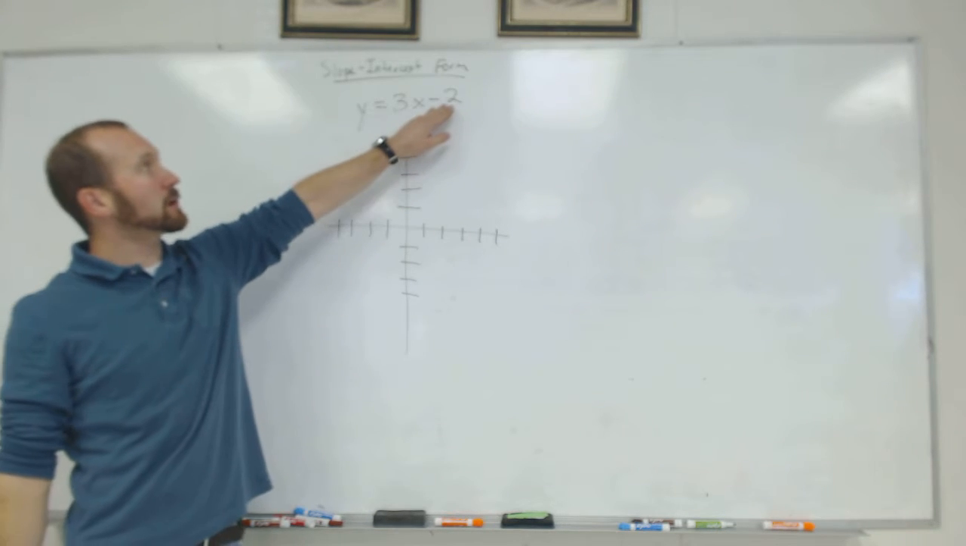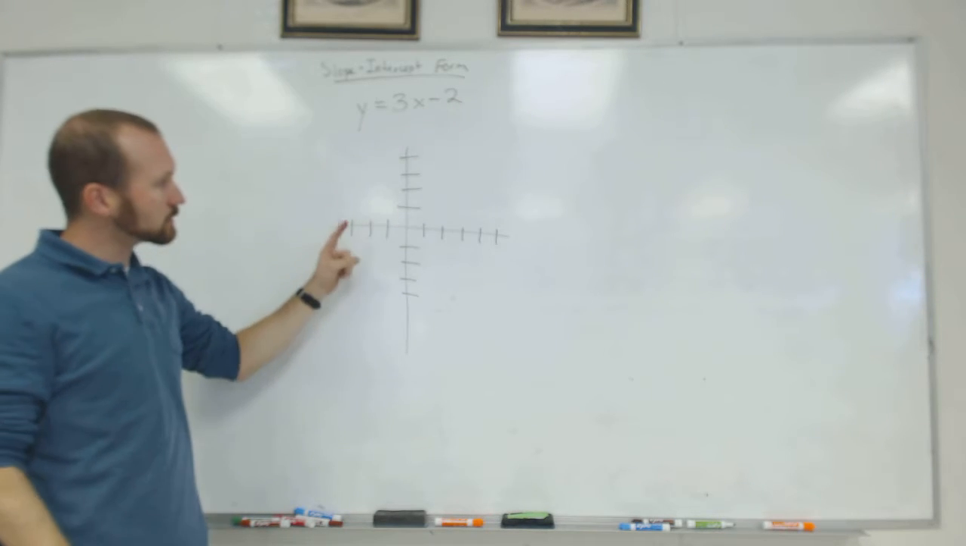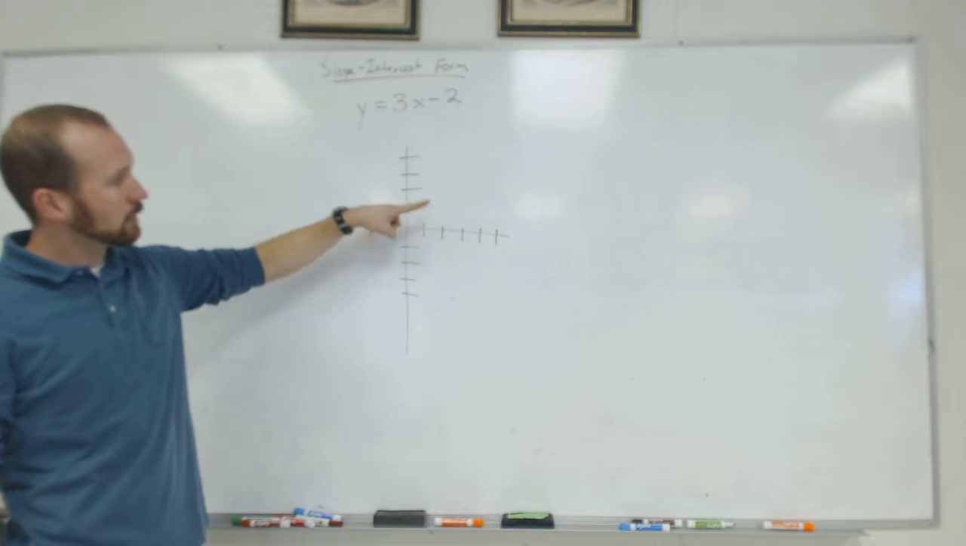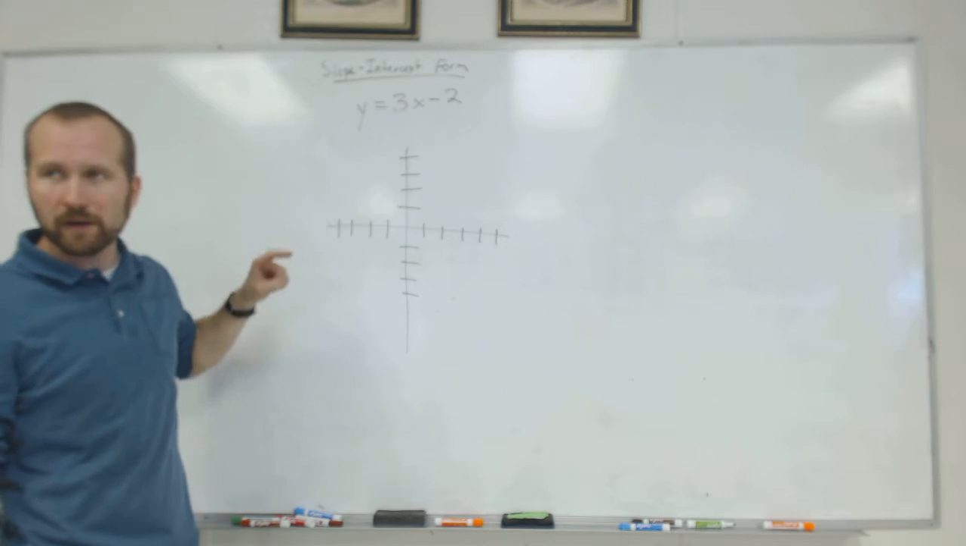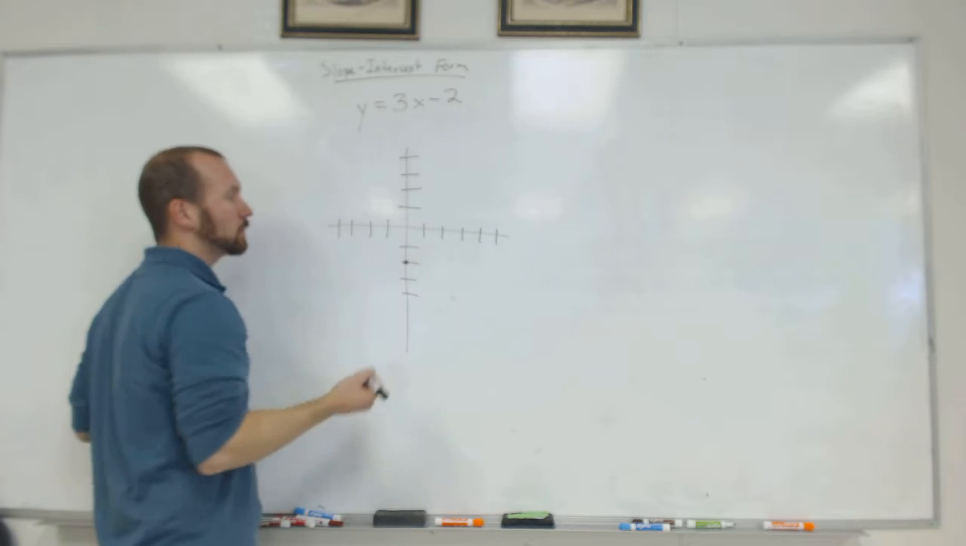Would you agree with me that I'm going to start with a y-intercept of -2? Which is where on the graph? Down 2, right? So my y-intercept is -2.